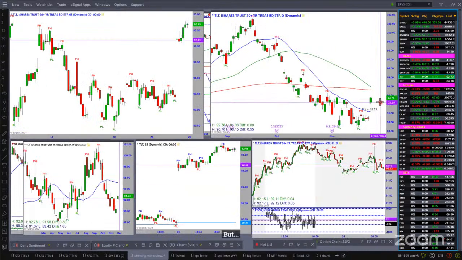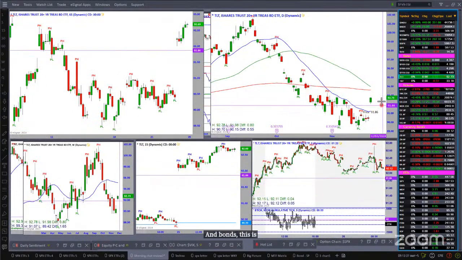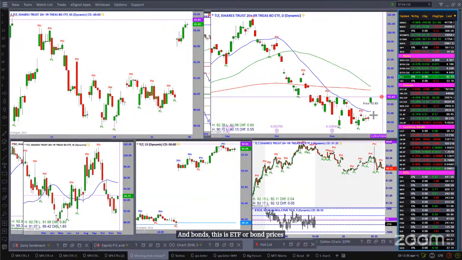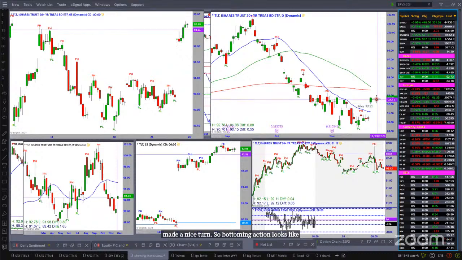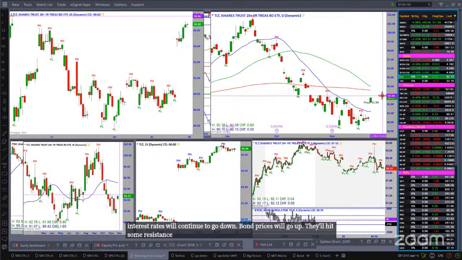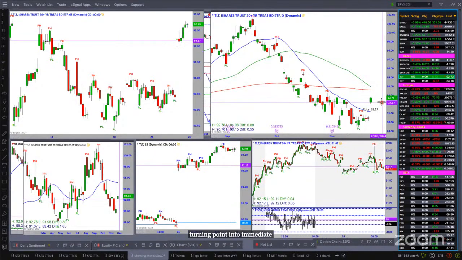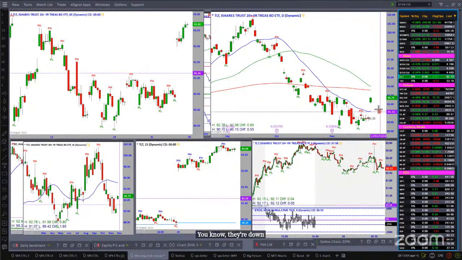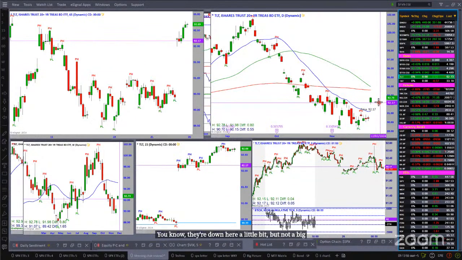In bonds, this ETF of bond prices made a nice turn. So bottoming action looks like interest rates will continue to go down, and bond prices will go up. They'll hit some resistance, and we'll see if this is a significant turning point intermediate term. They're down a little bit, but again, not a big deal after the gap up, and it may take some chopping around.